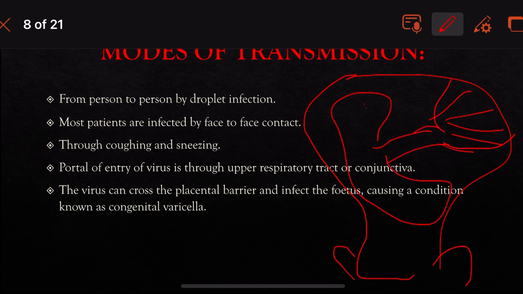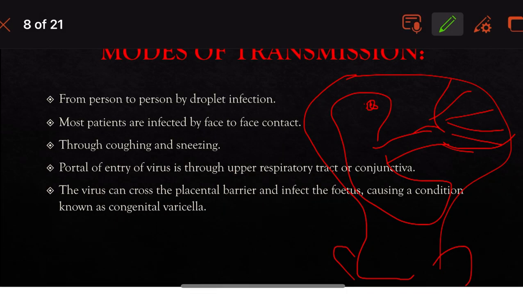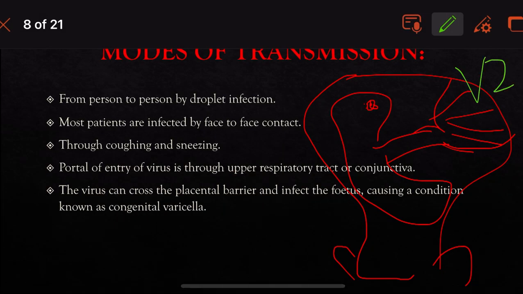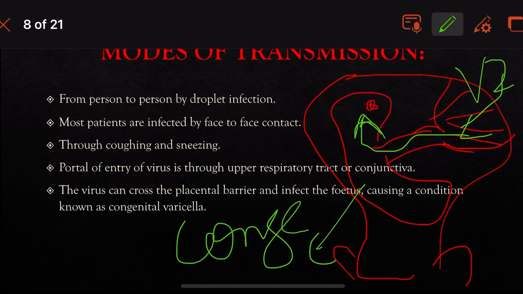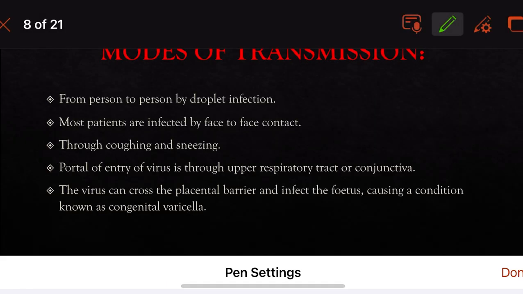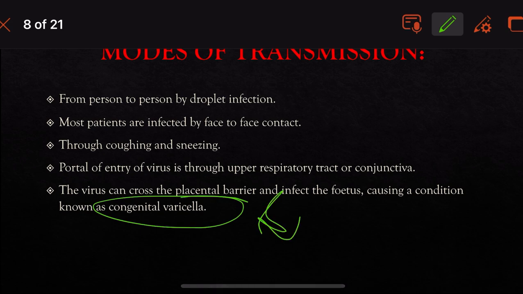So what does the varicella zoster virus do? It travels across the placenta. Traveling across the placenta, it will affect the fetus, and the fetus will suffer from congenital abnormalities and also congenital varicella syndrome. Clear?